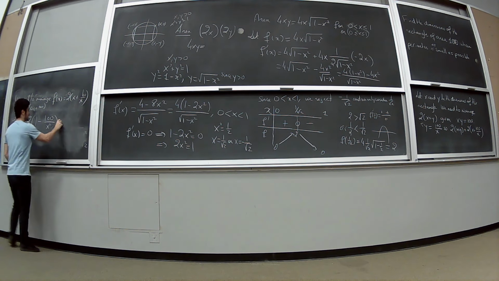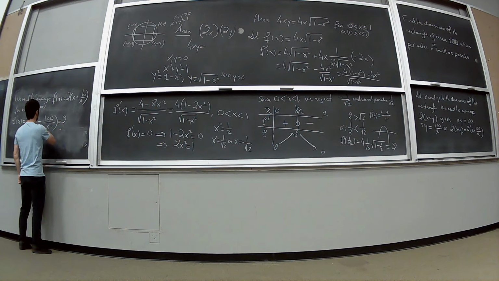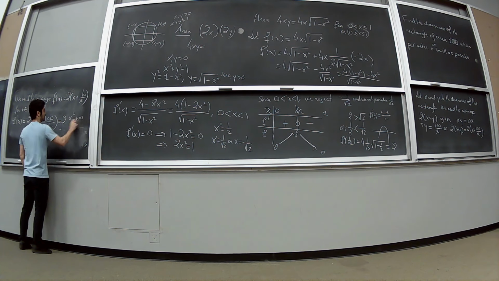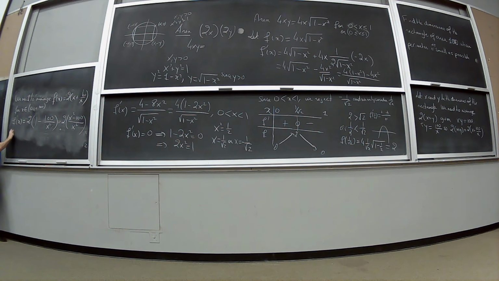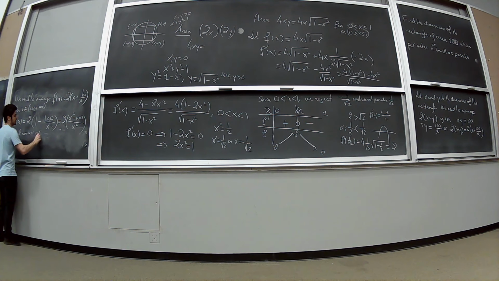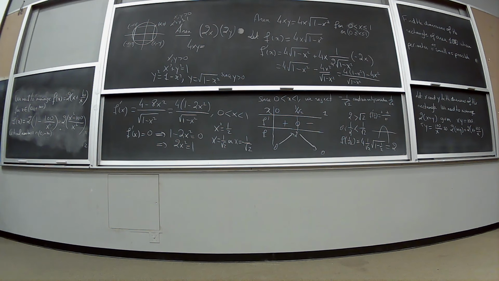So always try to have it factored if you want to. So you get x squared minus 100 over x squared. Great. What are the critical numbers? Critical numbers in the interval 0 to infinity, what are they? Everybody? In the interval 0 to infinity, what are the critical numbers of f?